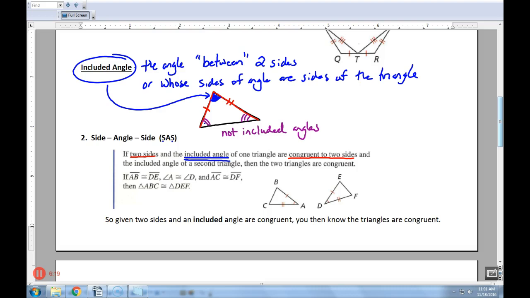So if we look at this example here, I'm given that BA is congruent to ED, and I'm given that AC is congruent to DF. It wouldn't do me any good to get angle B or angle C congruent, because the included angle for these 2 sides would be A, and over here it would be D. So if I can lock down that situation where I have 2 sides and the included angle, then I'm good to go.